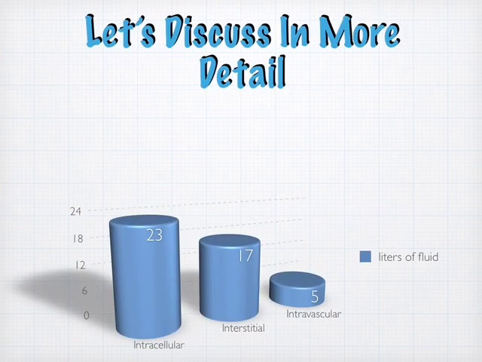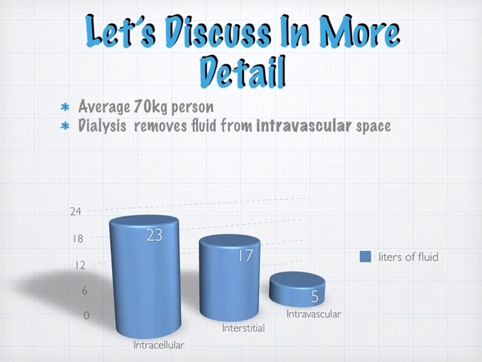So let's look at this in a little bit more detail. The average 70 kilogram person has 5 liters of fluid intravascularly, 17 liters of fluid interstitially, and 23 liters of fluid intracellularly. So dialysis removes fluid from the intravascular space. It's that little 5 down there, that little 5 liters, that's where we're taking fluid. So when patients are becoming edematous because they've had trauma or surgery or something like that, the fluid from the intravascular space is leaking into the interstitial space and into the intracellular space, so they're actually becoming drier, even though they're becoming heavier because we're probably giving fluid to try to maintain their intravascular volume.